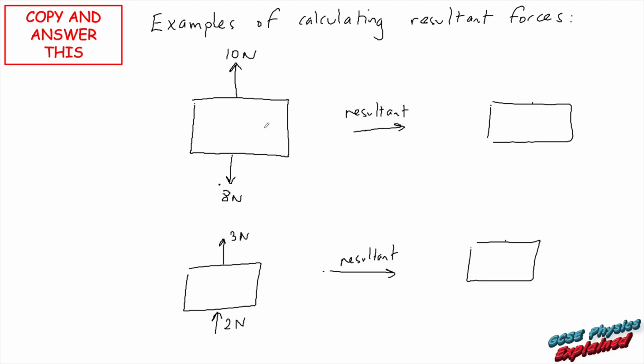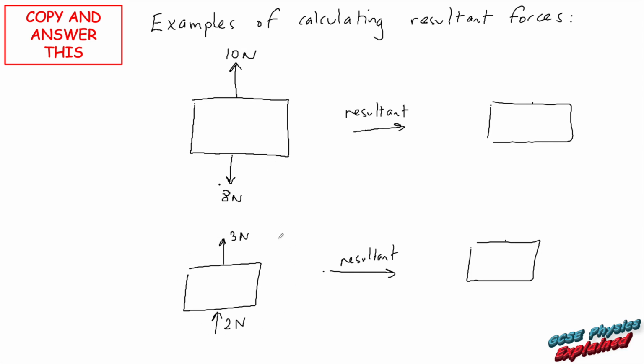So here's a single object and we've got 2 forces acting upon it. To get the resultant force, we just need to work out what's going to happen between these 2 forces. Well, the first thing you notice is that they're going in opposite directions. One force is pulling up, one force is pulling down. It's like tug of war. The team pulling up is pulling up with 10 newtons. The team pulling down is pulling with 8 newtons. So the team pulling up is going to win by 2 newtons.